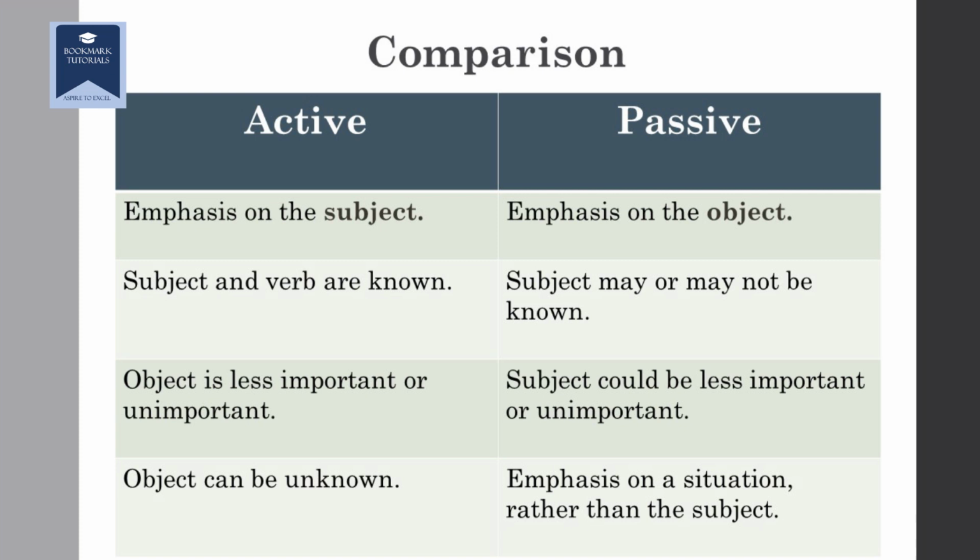Since the active voice focuses on the subject, the subject and verb have to be known. But at the same time, the object can be unknown or omitted depending on the situation because it is not that important in the active voice.